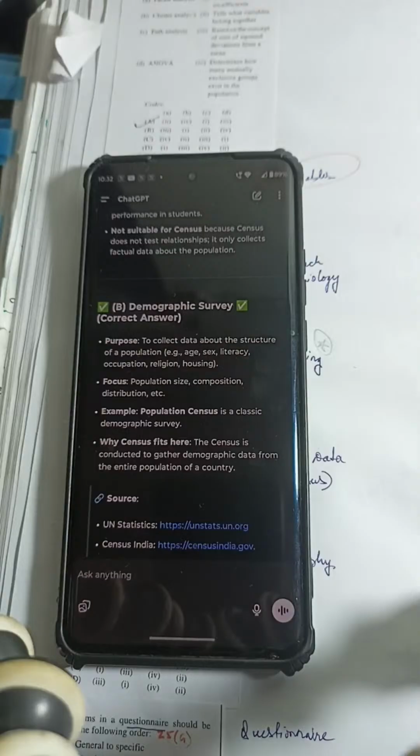Why? Because it collects data about the structure of a population. Example, that is already given. The focus is population size, composition, distribution. Examples are population census. So coming back to the particular question, which type of survey is census? The right answer will be descriptive survey.